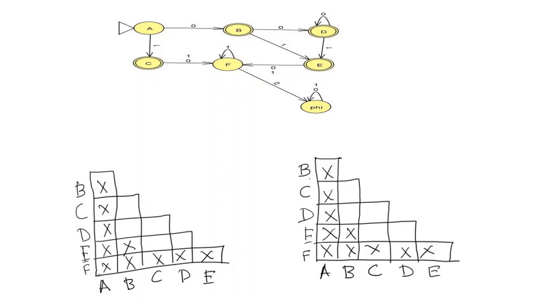Now check the pair of states E and B. So we have to check the transition from both E and B. From E taking 0, it goes to F, and from B taking 0 goes to D. So DF is already a distinguishable state, so we mark it here as a distinguishable state.